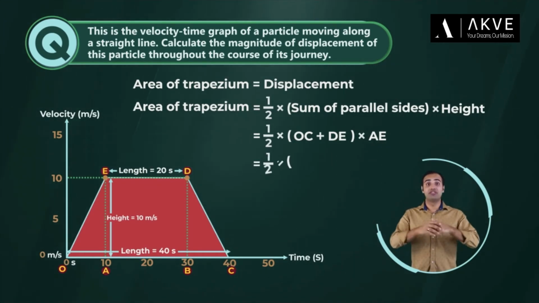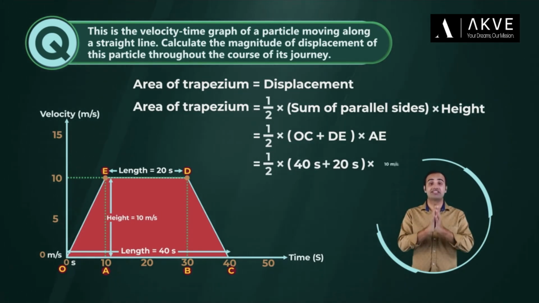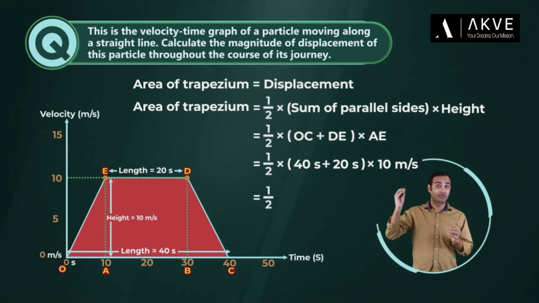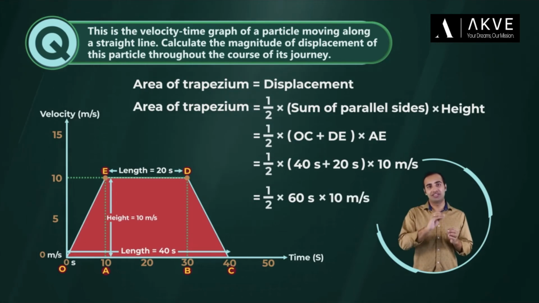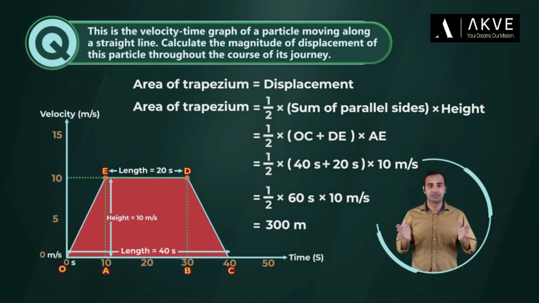Now, the value of DE is 20 seconds, the value of OC is 40 seconds, and the value of AE is 10 meters per second. Our expression finally becomes 1 by 2 into 60 seconds into 10 meters per second, which upon solving gives us the answer as 300 meters. So the displacement of our particle, which is nothing but the area enclosed by this trapezium over here, comes out to be 300 meters. And that's our answer for this problem, guys.